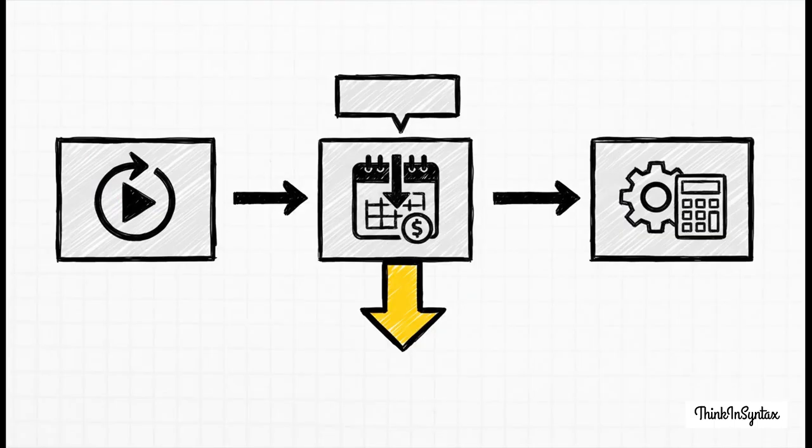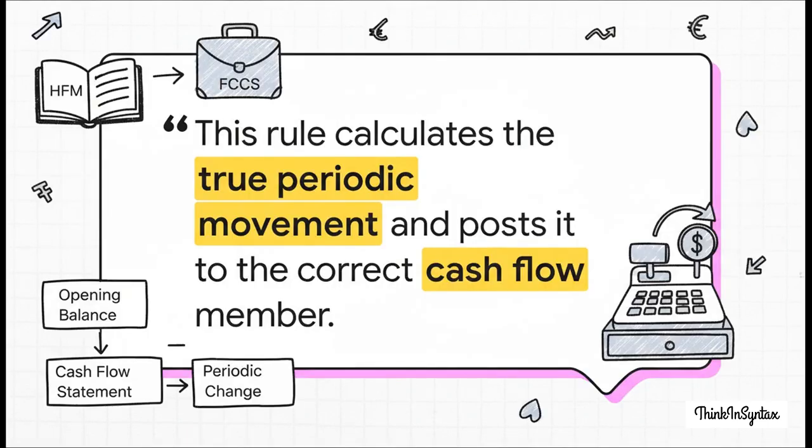We need to insert this custom logic to run at a very specific point in the consolidation process. And that point is right after opening balance carry forward. This makes sure that we have the correct opening balance for the period before we try to figure out what the movement was. So what's this rule actually doing?